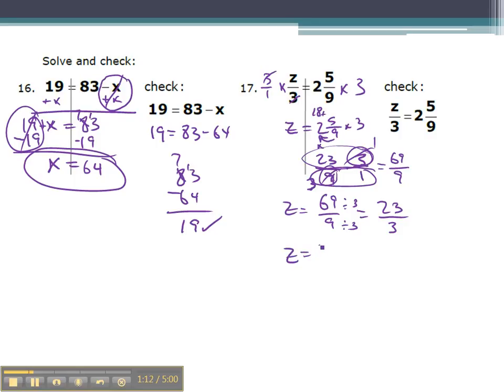So z equals 23 over 3, but we can't keep it as an improper fraction, so there are 7 3's in 23. 7 times 3 is 21. Subtract, you get a remainder of 2. 7 2/3.